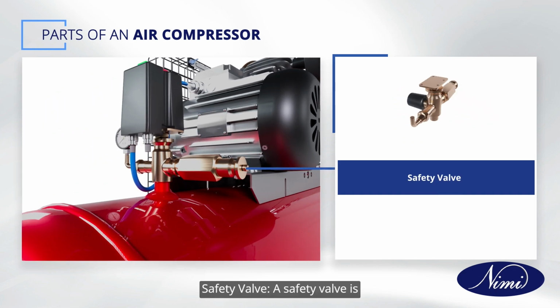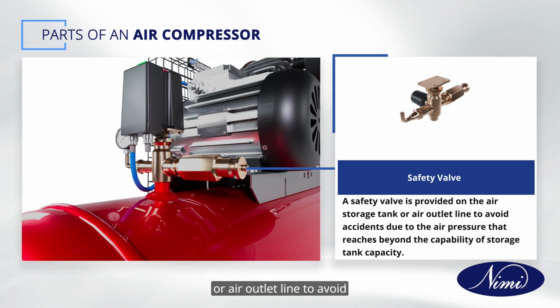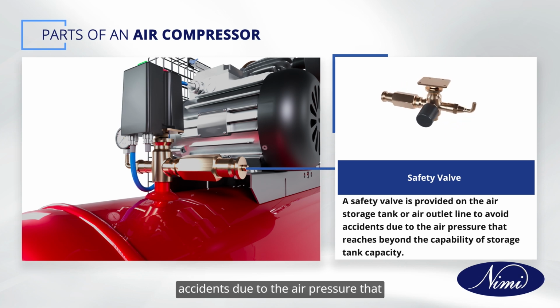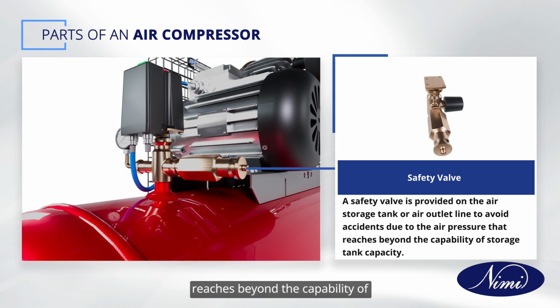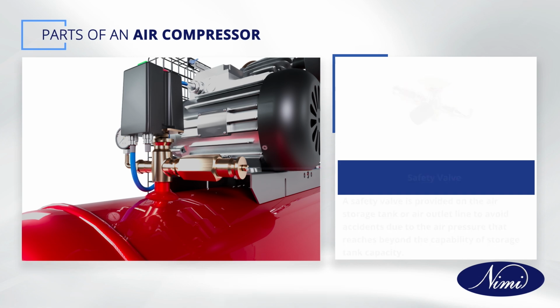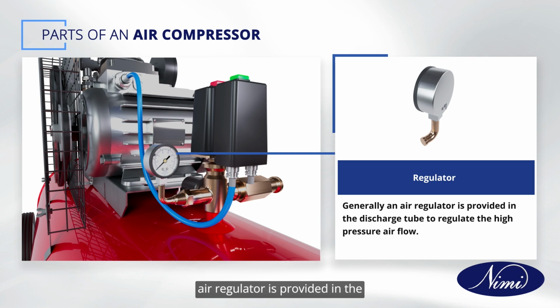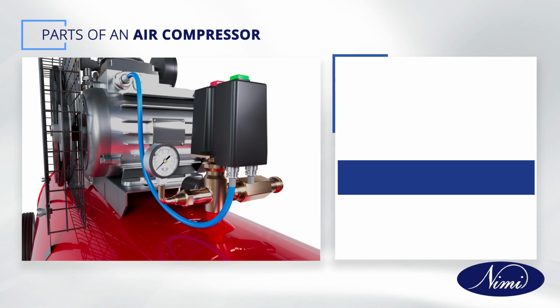Safety valve. A safety valve is provided on the air storage tank or air outlet line to avoid accidents due to the air pressure that reaches beyond the capability of storage tank capacity. Regulator. Generally, an air regulator is provided in the discharge tube to regulate the high pressure airflow.